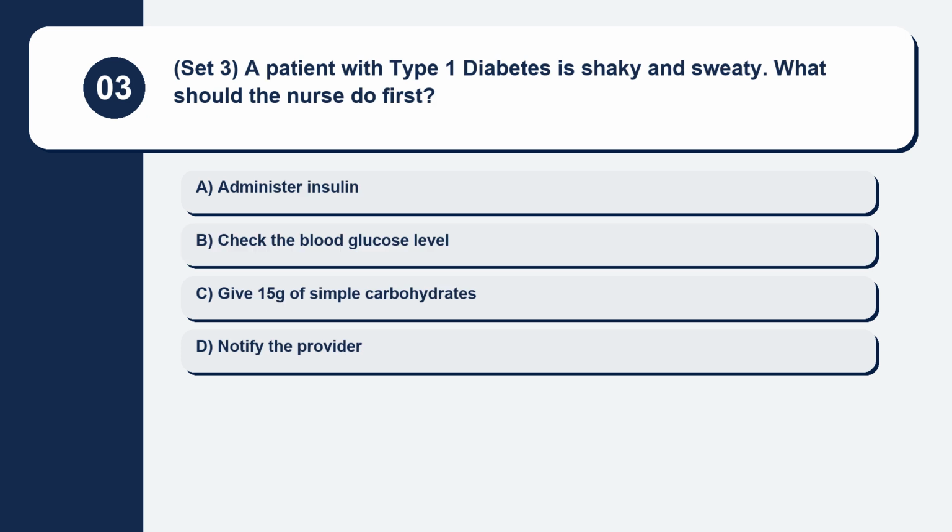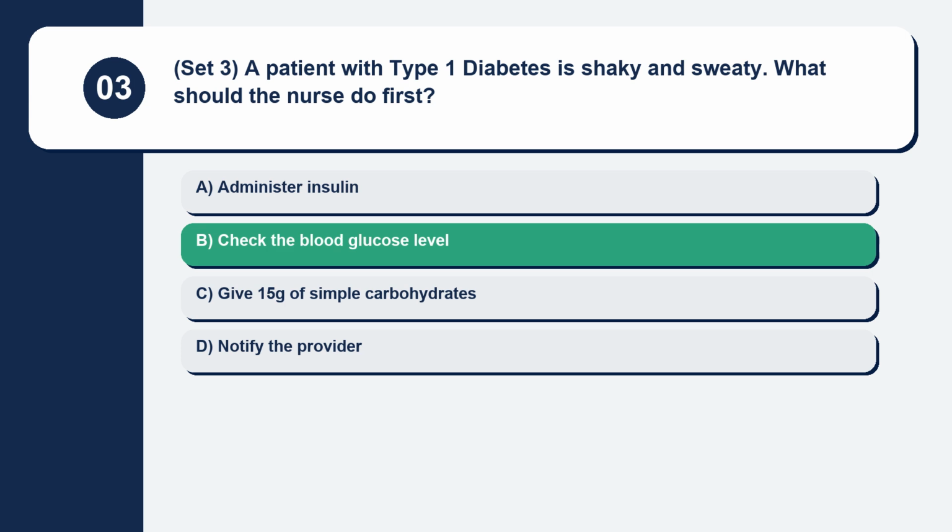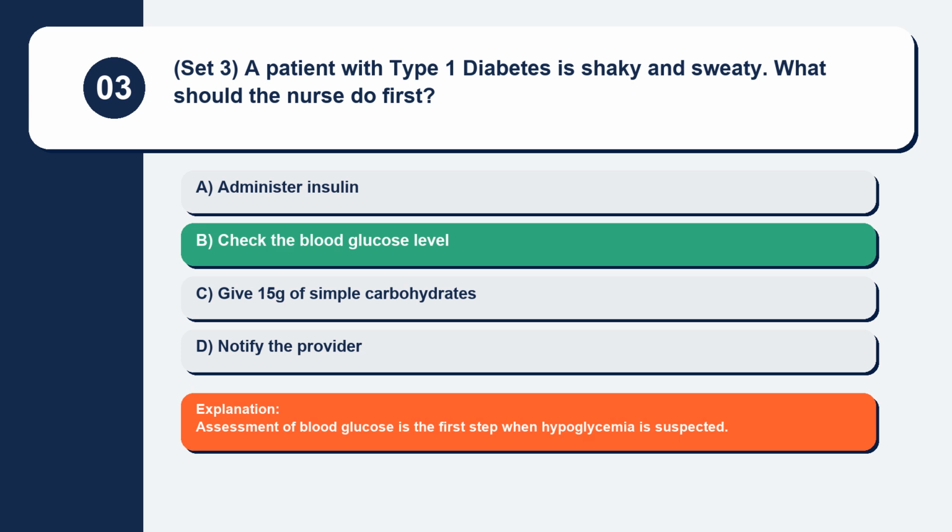Question 3. Set 3. A patient with type 1 diabetes is shaky and sweaty. What should the nurse do first? Administer insulin, check the blood glucose level, give 15 g of simple carbohydrates, notify the provider. Assessment of blood glucose is the first step when hypoglycemia is suspected.